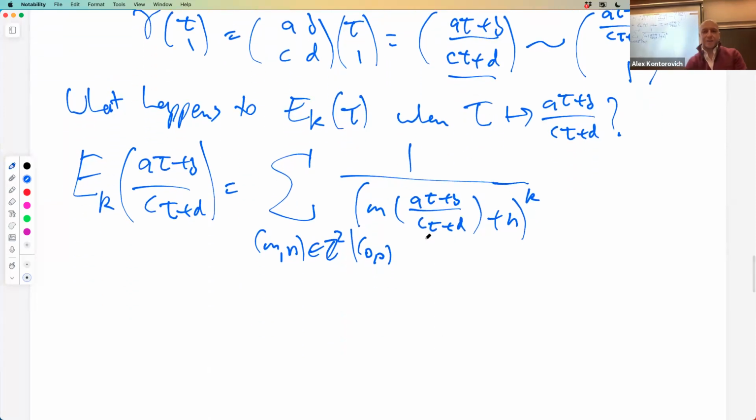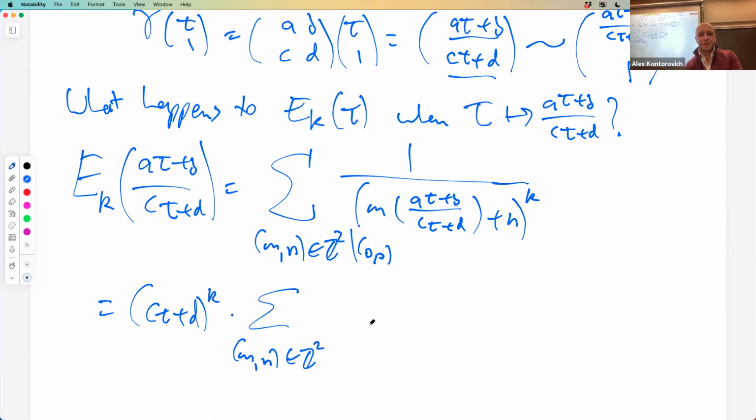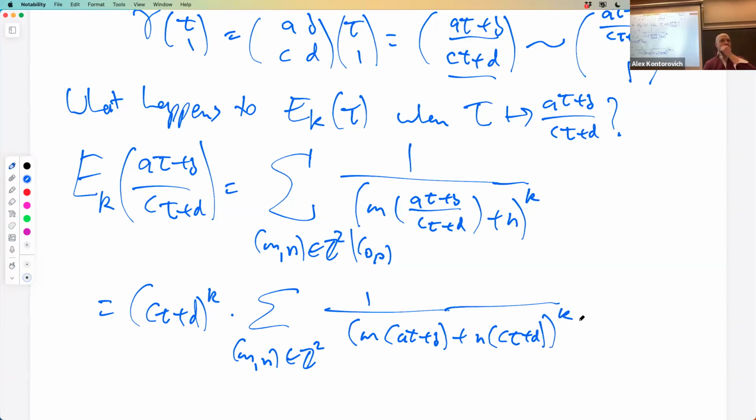Let me pull out a factor of C tau plus D to the K. What's left over is a sum over m, n in Z2 of 1 over, so it's like multiplying the denominator by C tau plus D to the minus K. If I pull this out, it comes out with a minus K, which is the same thing as putting it in the numerator. So that's m times A tau plus B plus n times C tau plus D, all that to the K. Hopefully you believe it.